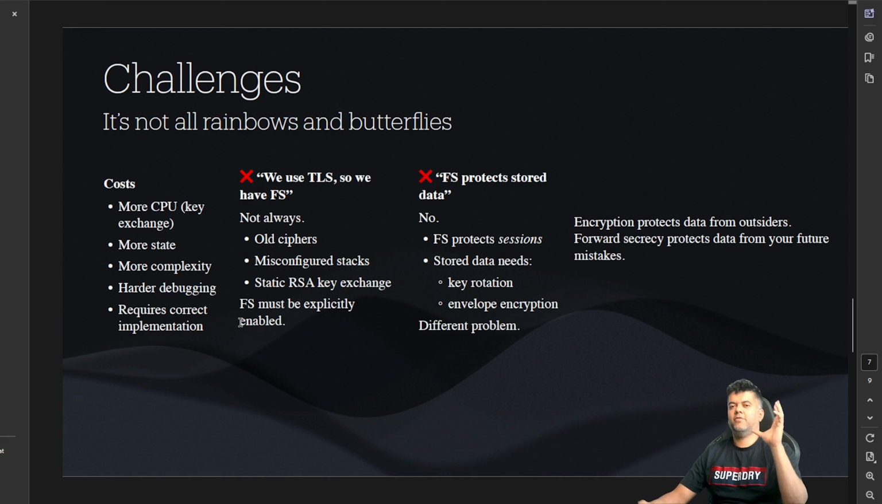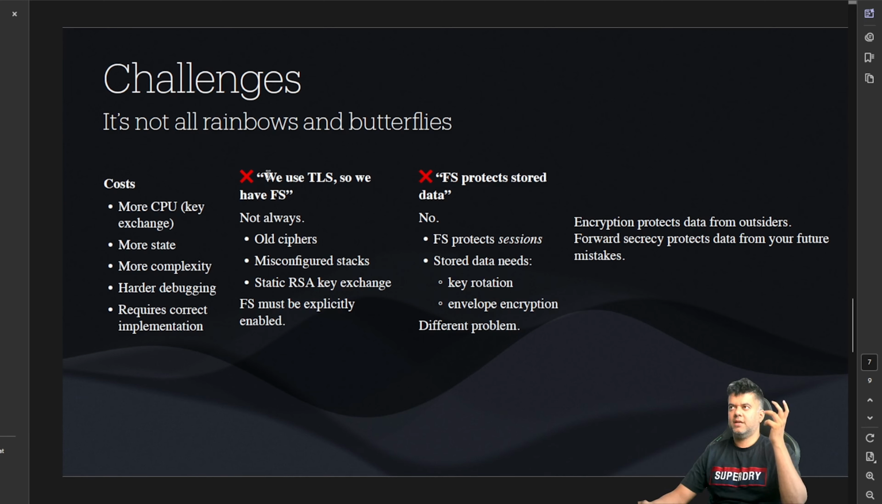Now, it might seem like forward secrecy is an entire and complete solution, and that once you have it, that's it. You don't need anything else. But the problem is it has multiple challenges. It has a lot of costs because you require more compute for key exchange. You have to manage state more. You have more complexity. It's very difficult to debug and it requires correct implementation. If you don't implement it correctly or you're not experienced enough, you might end up still not achieving forward secrecy.